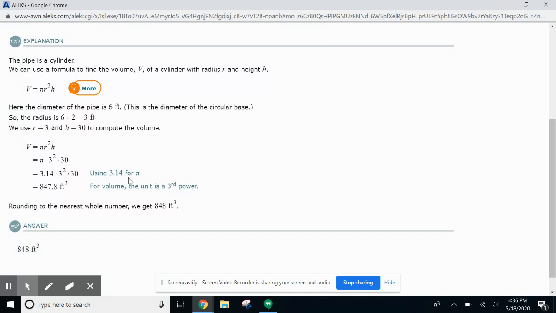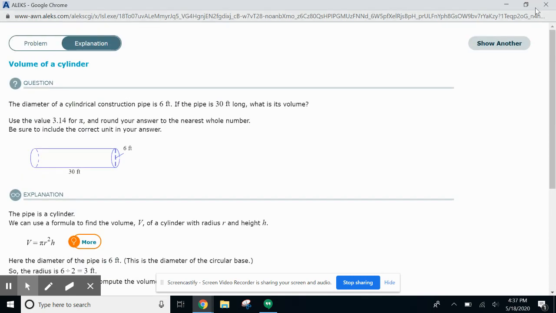Now they use 3.14 for pi, which is a little bit of an estimation, but at the end they want you to round to the nearest whole number anyway. So it's okay to use 3.14. If we had our graphing calculators in school, we can use the pi button on there and make it even more accurate. So if we have pi times 3 squared times 30, we can start by using pi as 3.14, and we can plug this all into a calculator and multiply all this out. 3 squared is 9, so we'd have 3.14 times 9 times 30, which should give us 847.8.